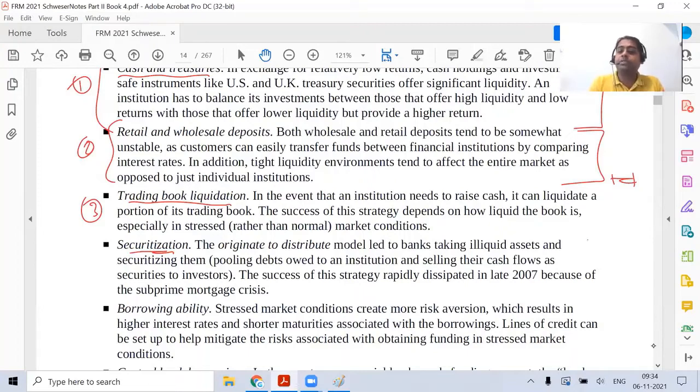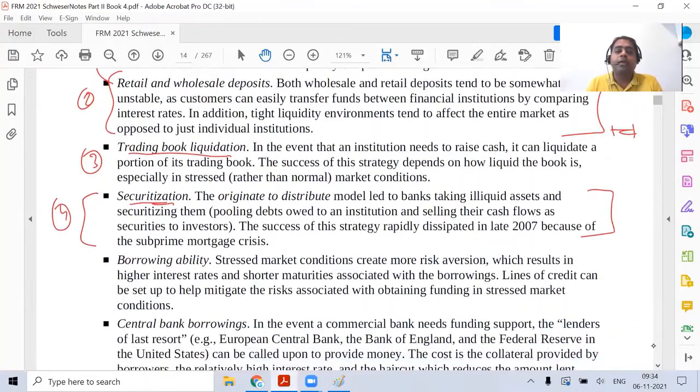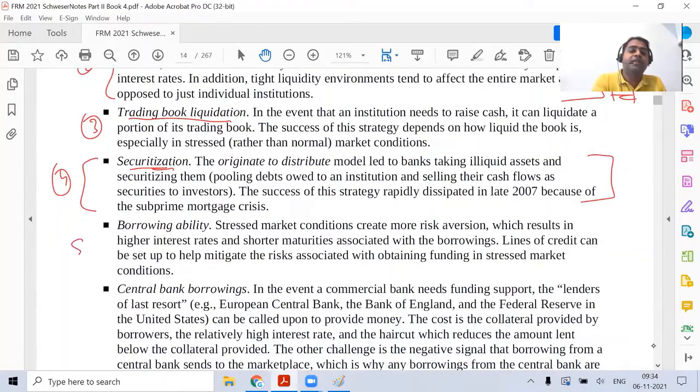This was widely used by banks before the crisis as a means to offload unwanted loans, illiquid loans, non-core loans from the balance sheet and get cash for that particular asset. The fourth point, securitization, is also a source of liquidity for the bank, but this is not the major source. Okay, the fifth point is very, very important.